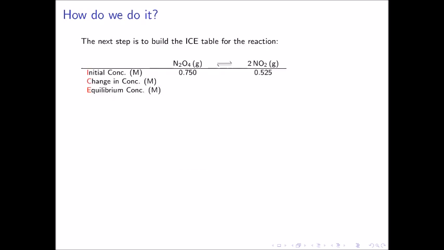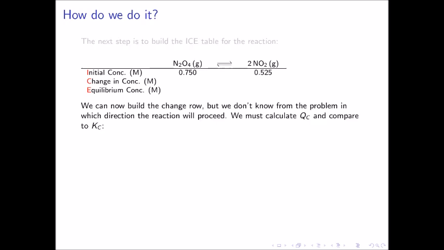Now to build the ice table. The top row is just a restatement of our chemical equation. This is followed by the initial concentration row, the change in concentration row, and the equilibrium concentration row. We can begin by adding our initial concentrations from the problem. This is 0.750 molar N2O4 and 0.525 molar NO2. We can now build the change row, but again, we do not know from the problem in which direction the reaction will proceed. We must first calculate Qc and compare this to Kc.